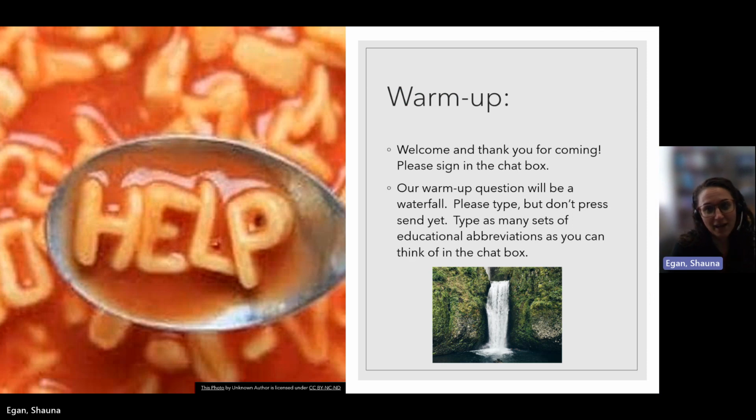To start off, as our warm-up in the synchronous session, we did a quick brainstorm of any and all educational acronyms or abbreviations that you have learned or that you can think of. Take a minute to type in the pop-up question on Edpuzzle all of the acronyms that come to mind.